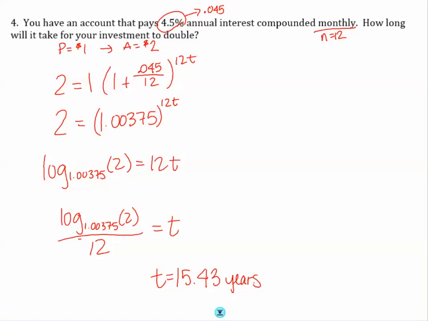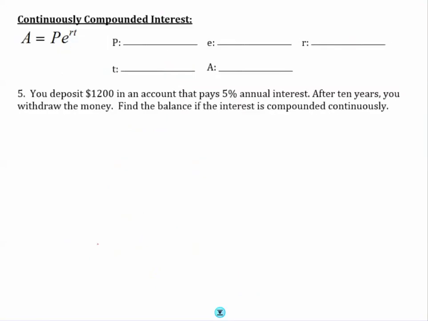Let's look at one more formula. This is the continuous compounding formula. If it says the phrase compounded continuously, then you know this is the formula you need to use. Here, P is our principal. E is the irrational constant, E. R is the rate as a decimal. T is your time in years. And A is the final amount.